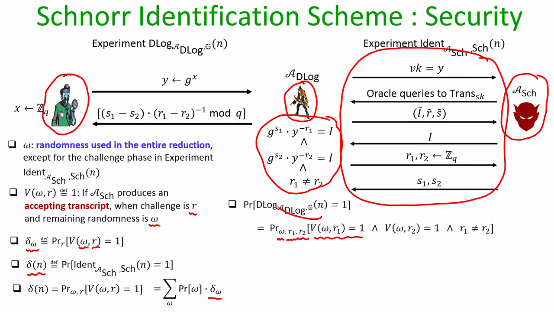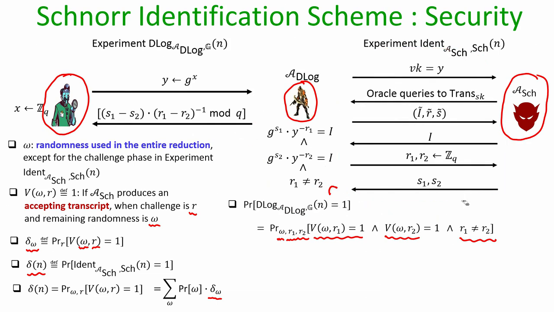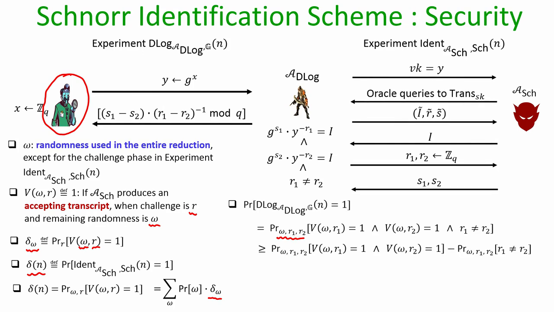This captures the fact that (r1, s1) should be an accepting transcript, and V of omega, r2 should be 1. This captures the fact that (r2, s2) should be an accepting transcript, and r1 should be different from r2. This captures the third condition, right. So, now what we have to do is just expand this probability expression, because these probabilities are over candidate randomness little omega, challenge randomness r1 and challenge randomness r2.